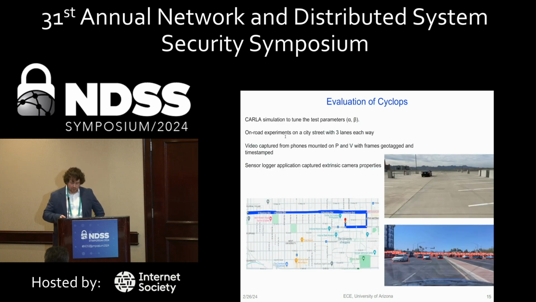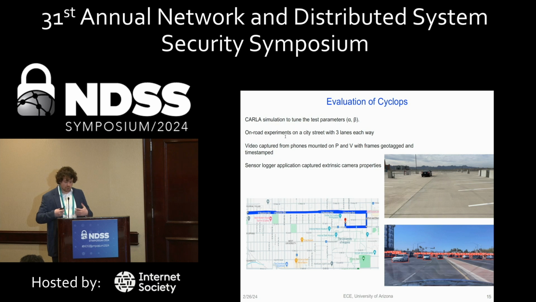So we evaluated our protocol in two ways. One, we used Carla simulations, which is a well-known software for facilitating research in computer vision fields, and on-road experiments. So the reason for us using Carla was to determine our alpha and beta and then apply them to the on-road experiments to see what type of results we got.